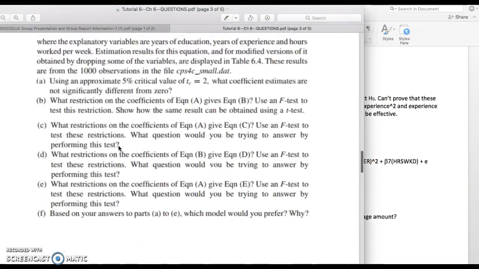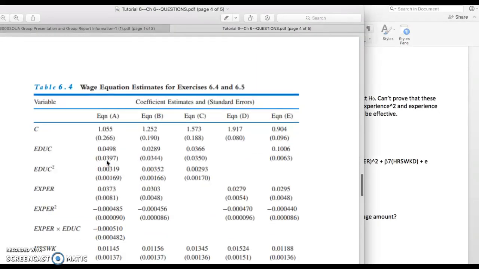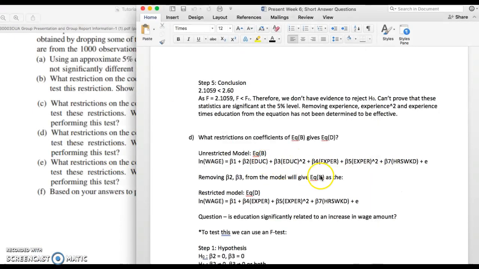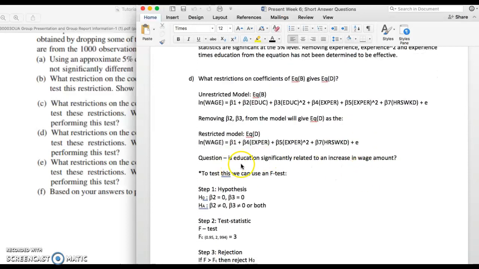The next question we have is now we're going to compare equation B to equation D. So what we do here is the unrestricted model of B, which we've found above, and we're going to remove beta 2 and beta 3 as determined in the table here. So we've got a new restricted model, equation D, that focuses on experience and hours worked. So the question is, is education significantly related to an increase in wage amount?